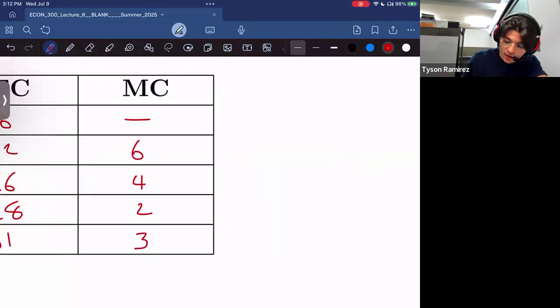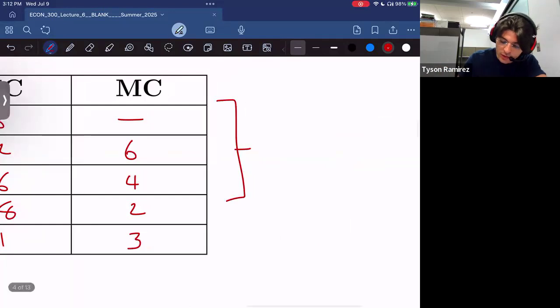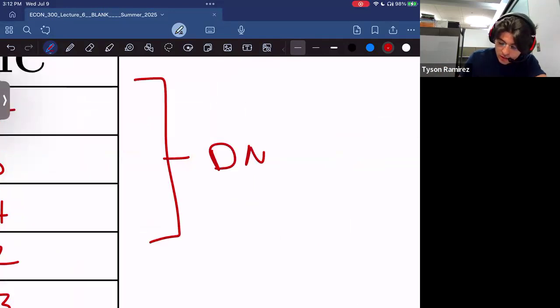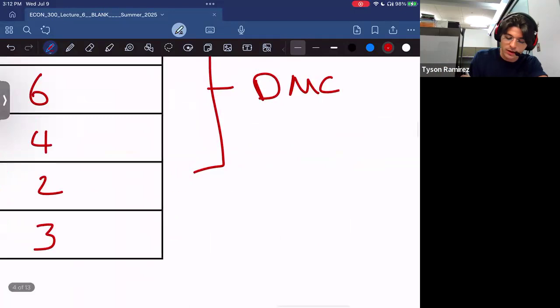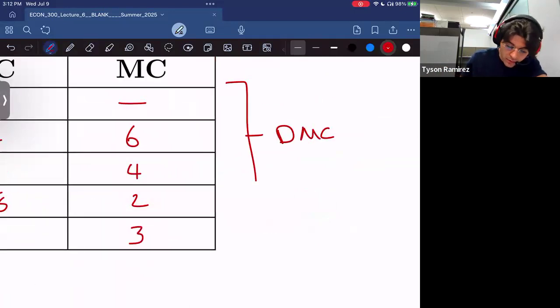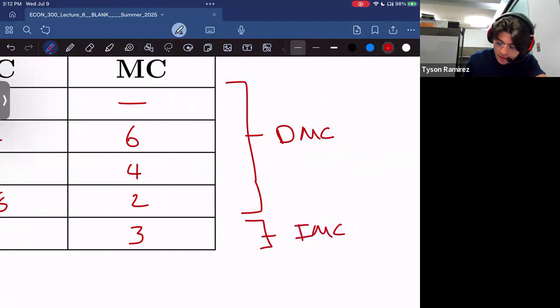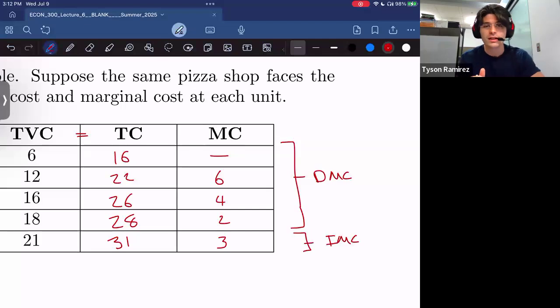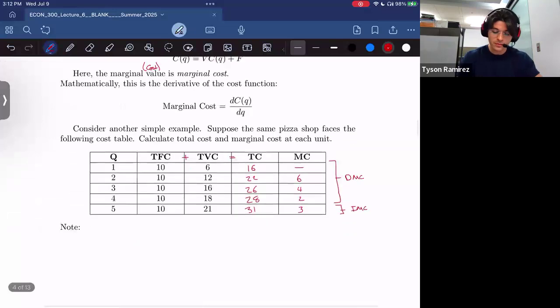So we see that from here to here, we have diminishing marginal cost. And then we have an increasing marginal cost. There's an inflection point. Keep this in mind: for a while, marginal costs come down, but then there's an inflection point where they come back up. This idea will be important and it will be referred back to.